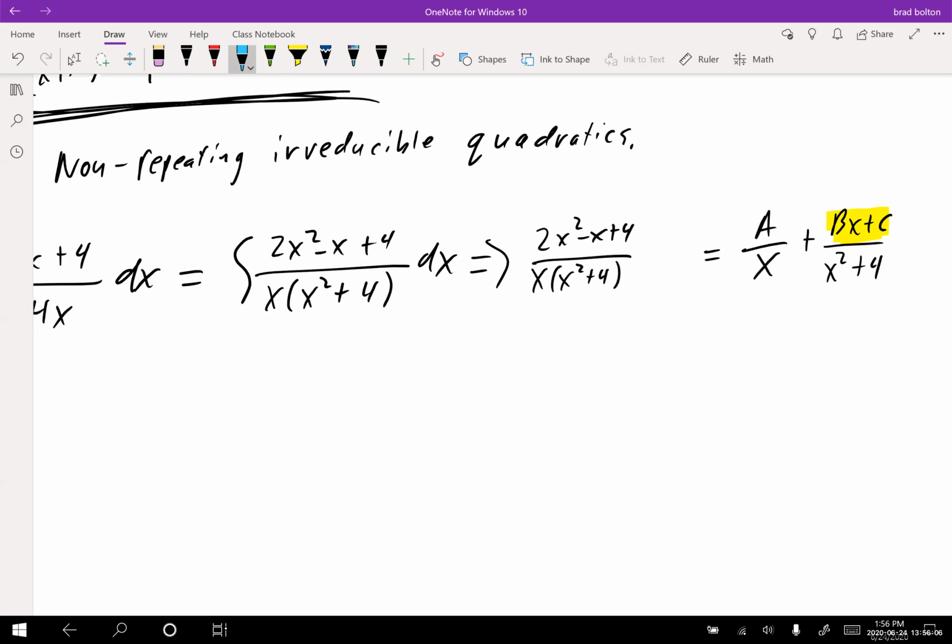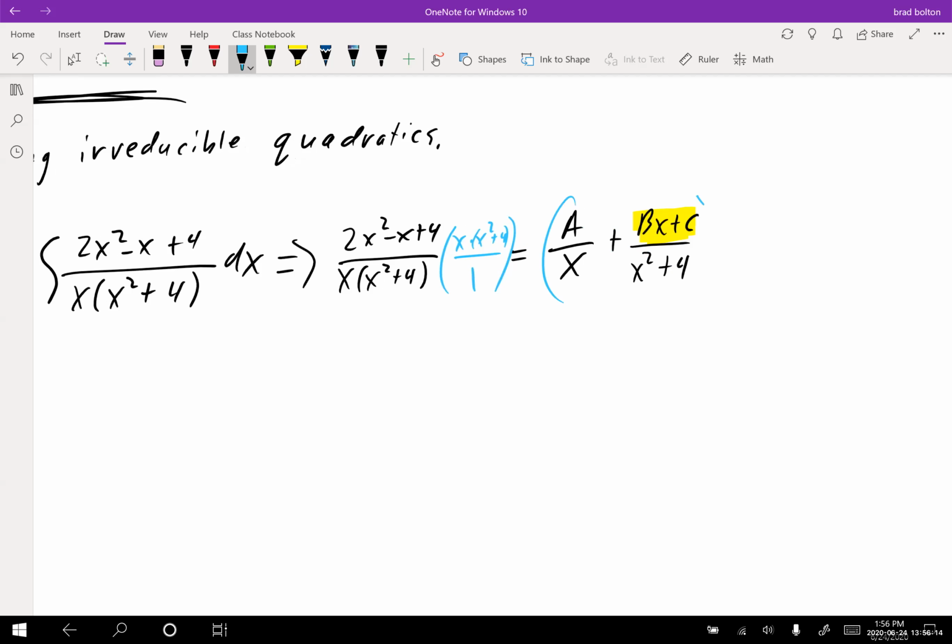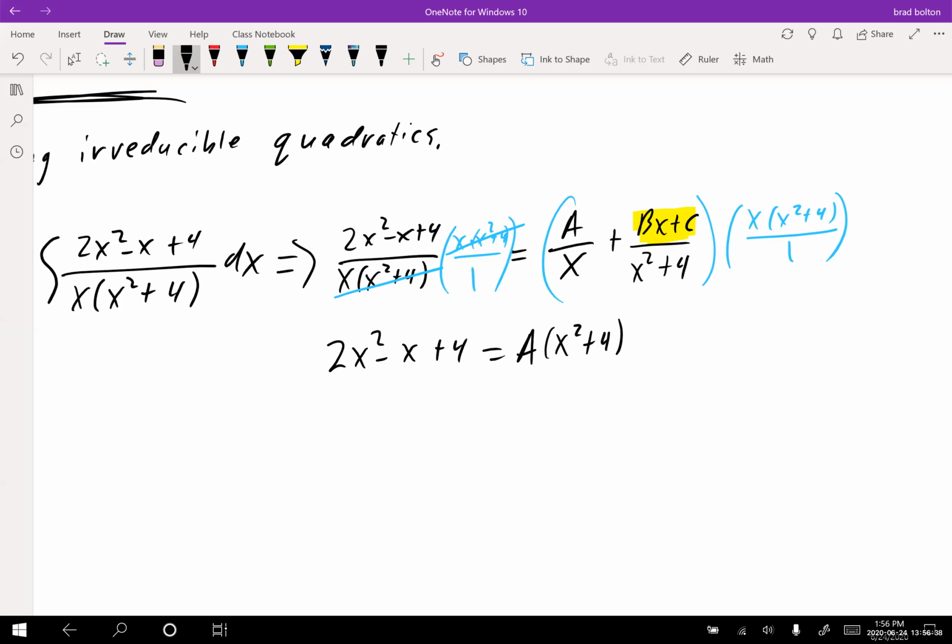Now we're going to multiply by the LCD, which we've been doing so far, x times (x squared plus 4) over 1. Then we do the whole thing over here as well. Let's see what happens. You should see that that cancels with that, and we're left with 2x squared minus x plus 4 equals A times (x squared plus 4) plus (Bx plus C), put parentheses around that, times x, because this cancels with this that time.